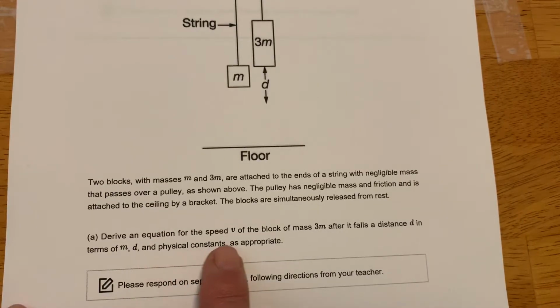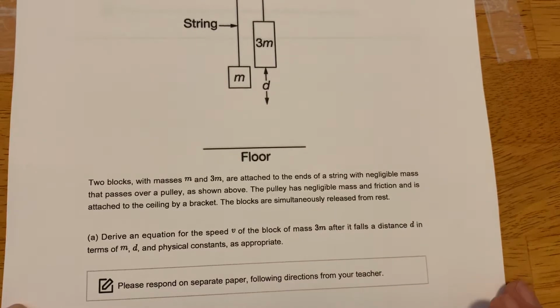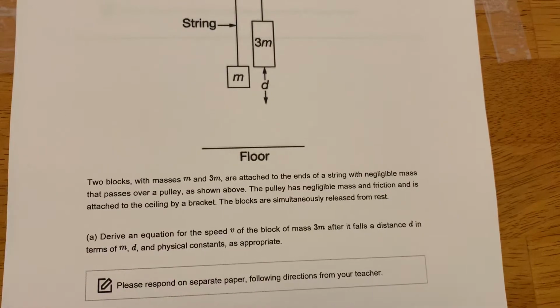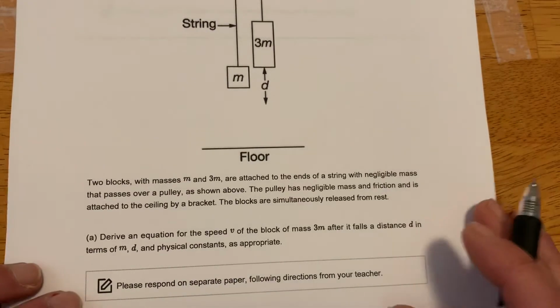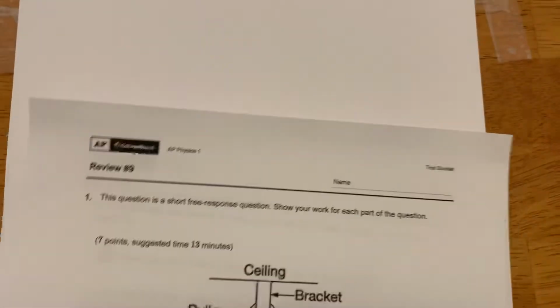Derive an equation for the speed of the block of mass 3m after it falls a distance d in terms of m, d, and any other physical constants. Okay, so let's do this on a separate piece of paper over here. So how are we going to handle this problem?